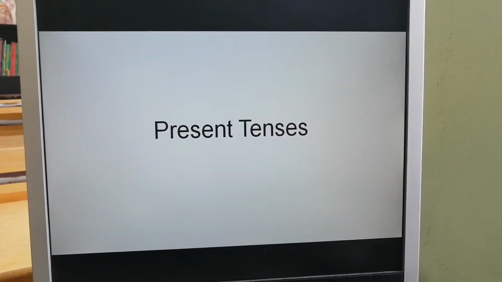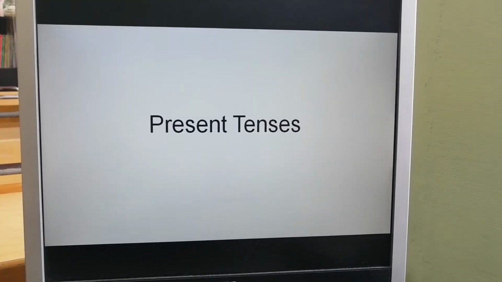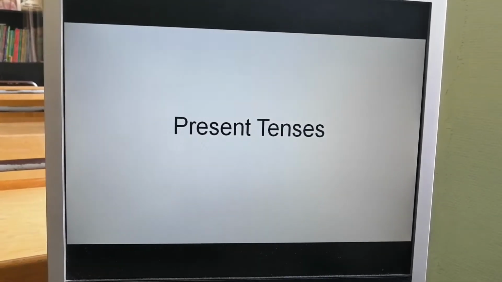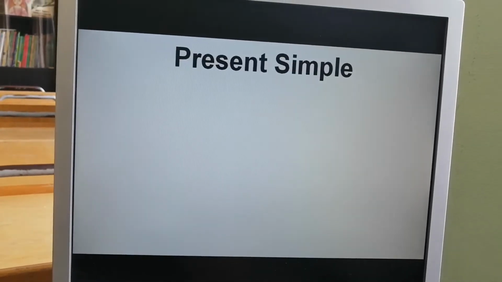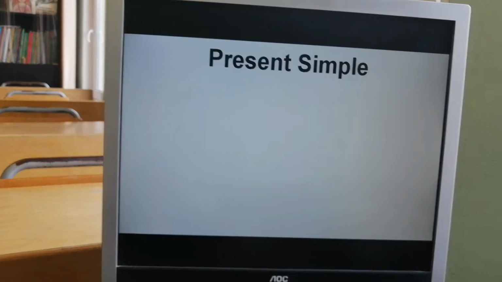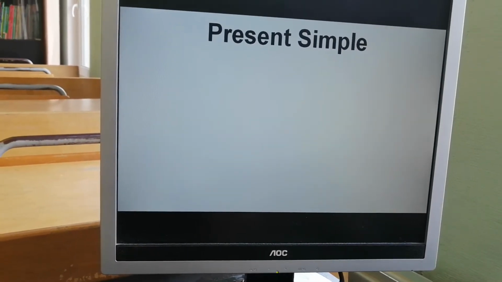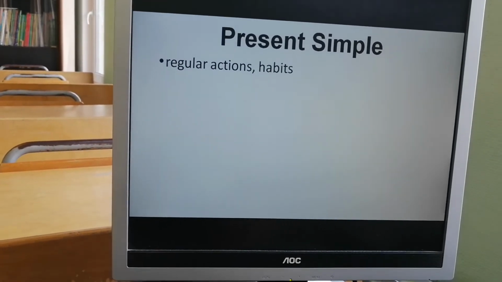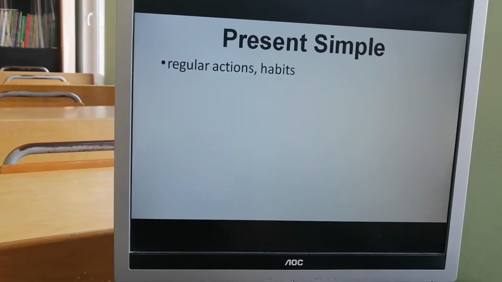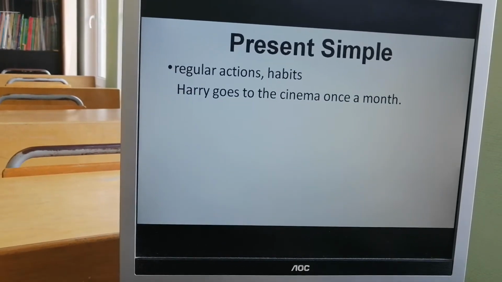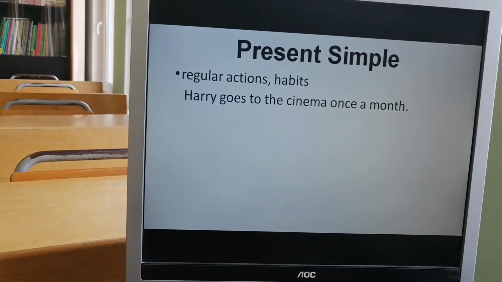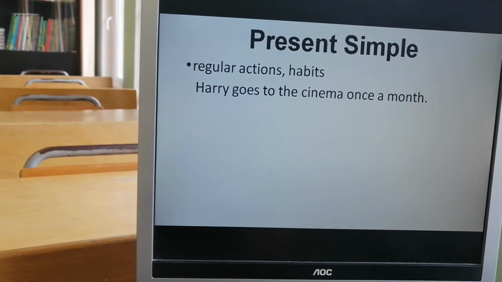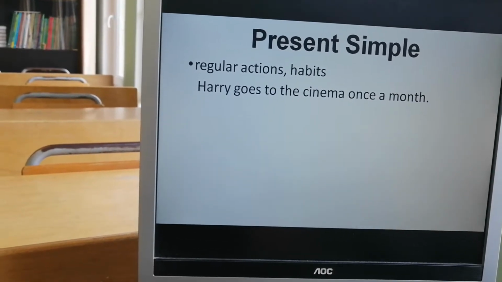Today we're going to talk about grammar, and our video is concerning all present tenses. So let's get started. First of all, present simple. When do we use that? Firstly, we use it to describe regular actions or habits. The example sentences would be, Harry goes to the cinema once a month, or Mary watches TV in the evening. I drink coffee every morning, etc.